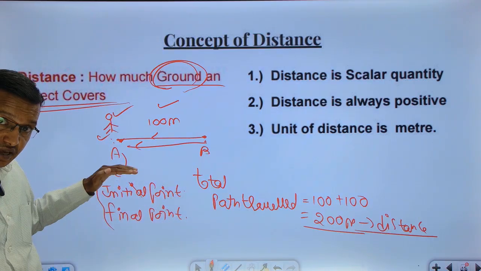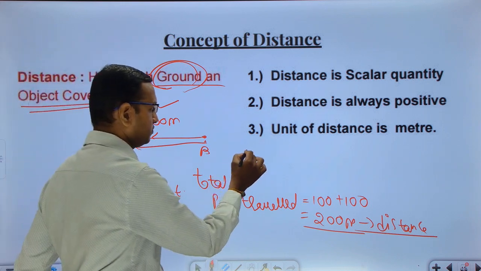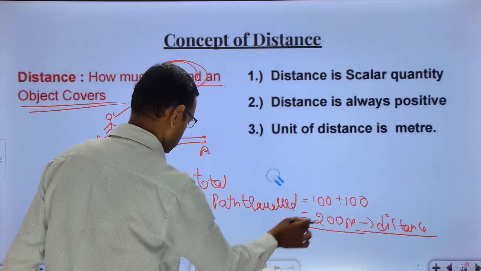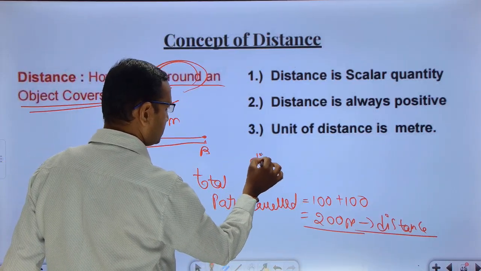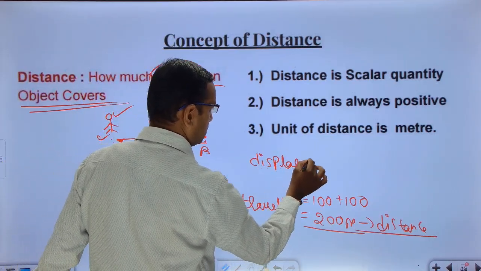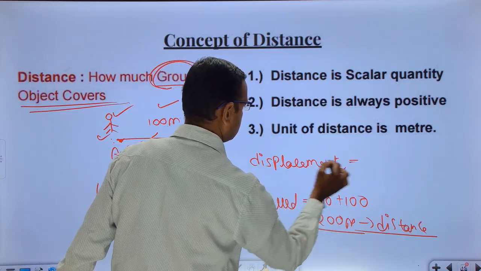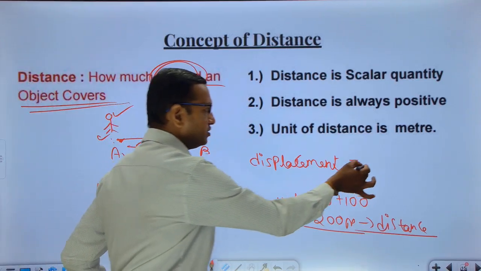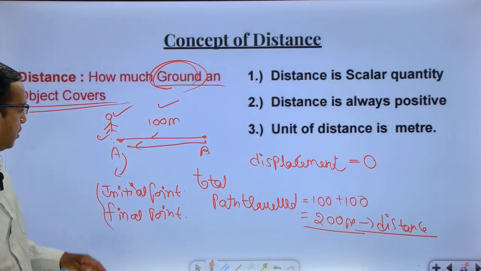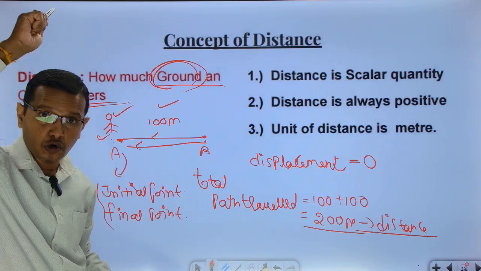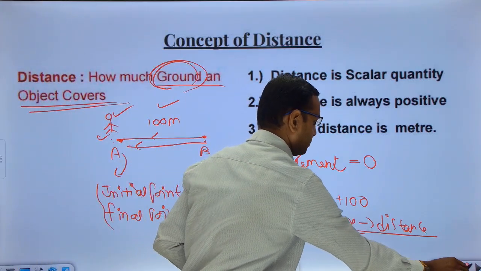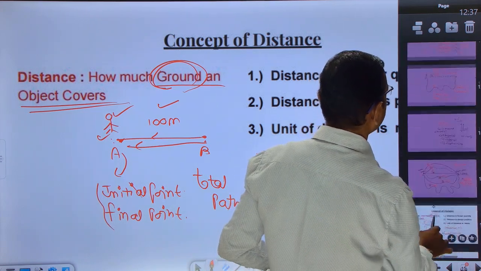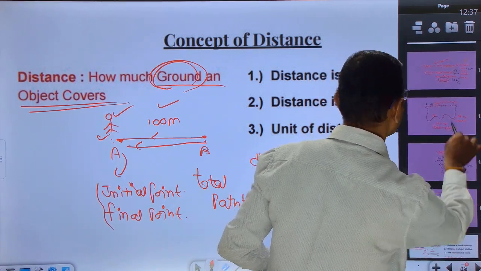Now, for the same example, if I ask what the displacement is, the displacement is simply 0. Why is it 0? Because displacement depends only on the initial and final position. Remember this point. Displacement depends only on the initial and final points. It doesn't depend on anything else.